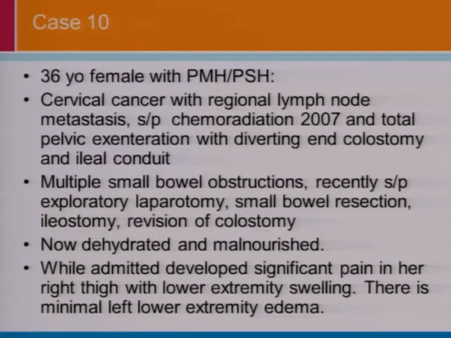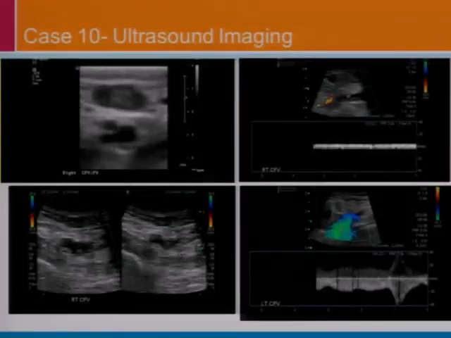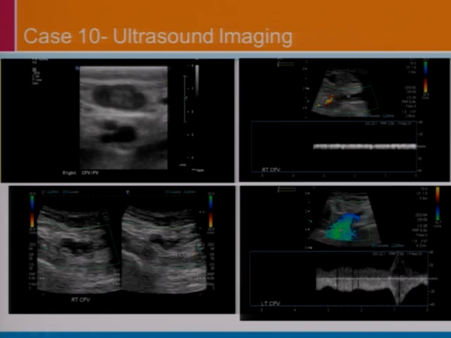She now comes in dehydrated and malnourished, and while she's admitted, develops significant right lower extremity swelling and very severe pain in her right thigh. These are her duplex findings. So to clarify, this is the groin shot with the near Mickey Mouse. Her common femoral vein waveforms on the right and on the left, and these are her compression images. Okay, everybody okay on that?